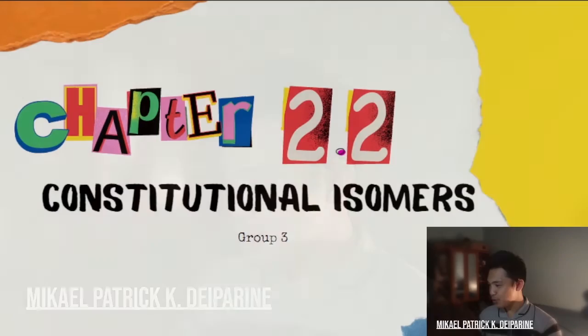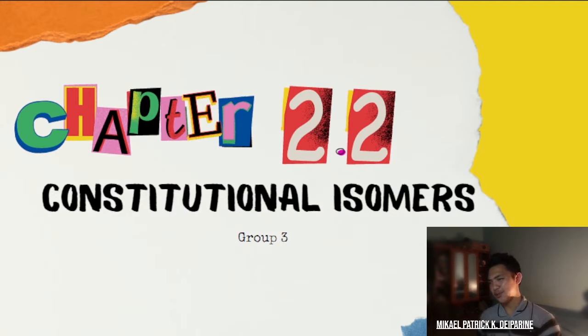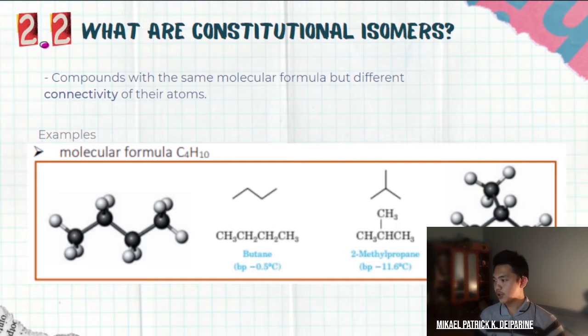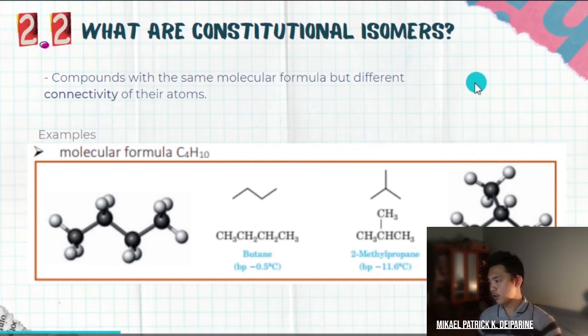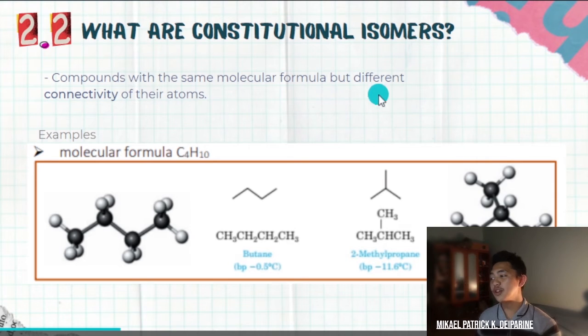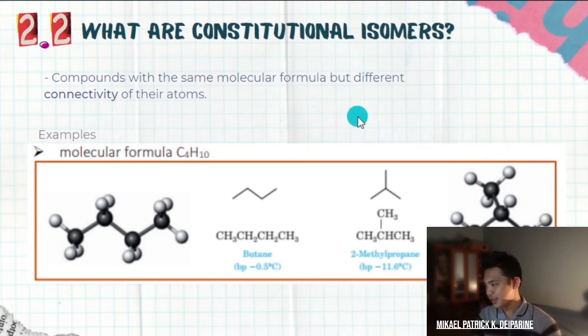Deiparine and I will discuss to you constitutional isomers. So what are constitutional isomers? Constitutional isomers are compounds with the same molecular formula but different connectivity of their atoms. An example of this would be C4H10, which is butane and 2-methylpropane.